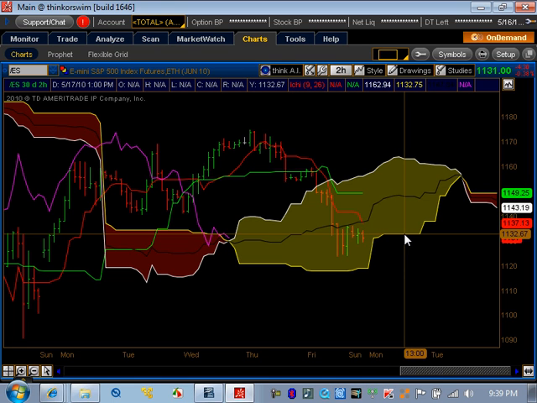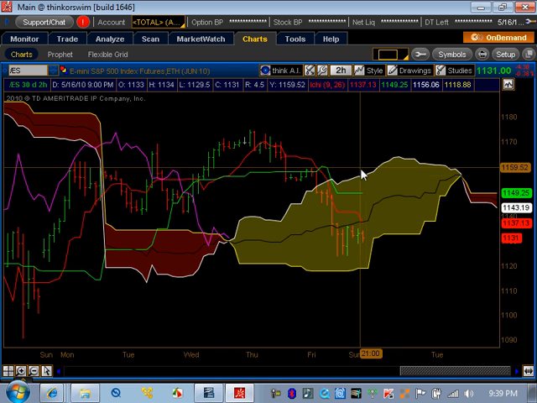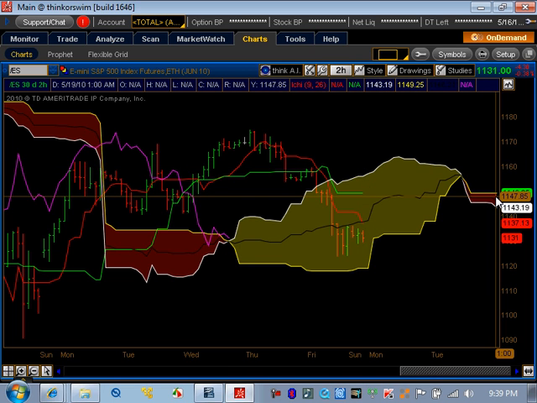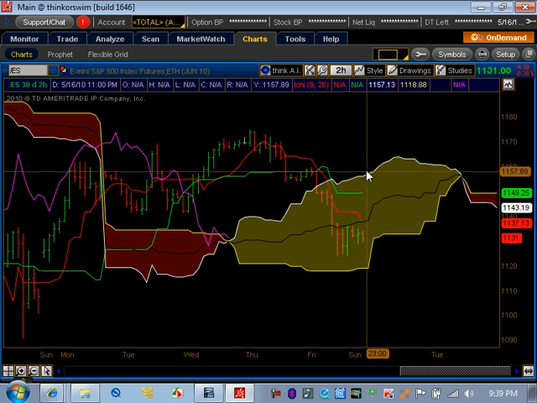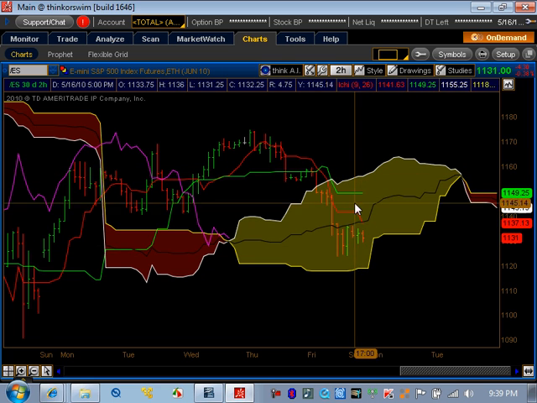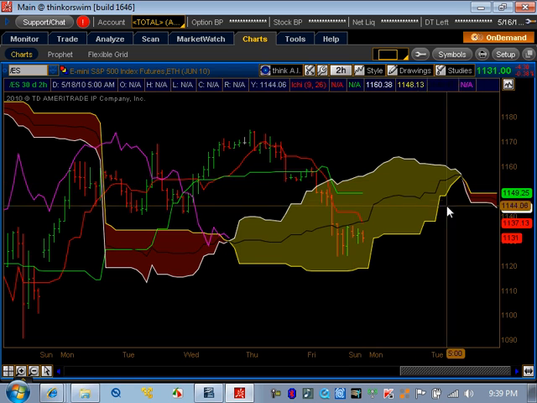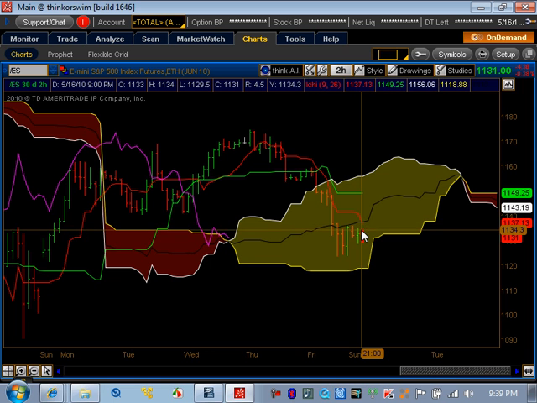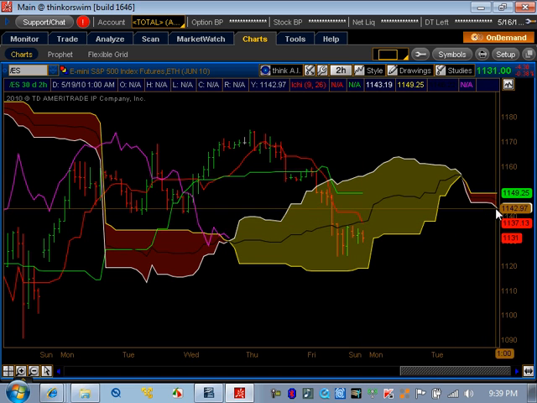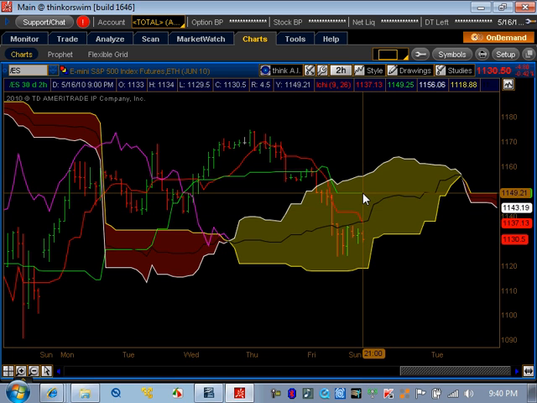Now, here's where the tricky part comes into place. This cloud, if you notice, is shifted forward in time 26 periods. The reason is that this cloud right here in the future is called the future Kumo Cloud, and this is called the current Kumo Cloud. Now this is going to get confusing. The future Kumo Cloud is created from the current price action. If you look at the Senkou A at this point right here, which is the last point on the chart, 26 periods ahead of time, this is based on the current Tenkan-sen and Kijun-sen calculations.